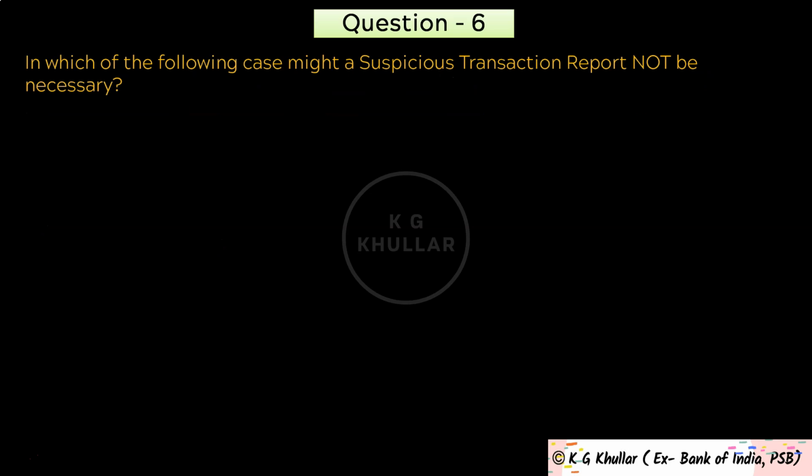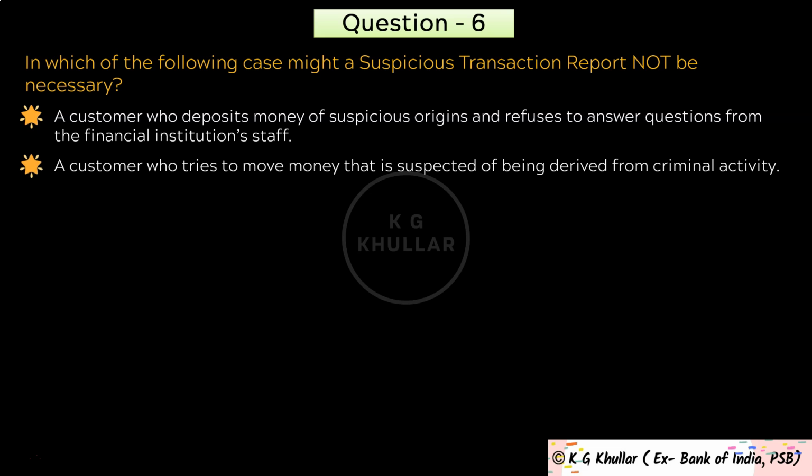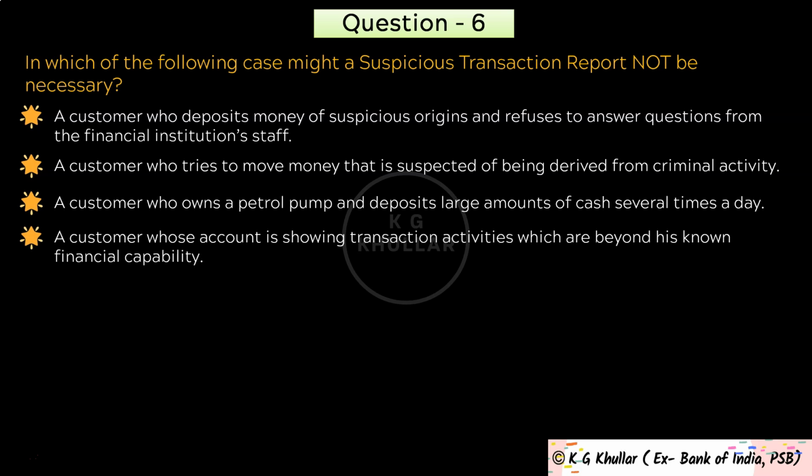Next question is, in which of the following case a suspicious transaction report might not be necessary? First is a customer who deposits money of suspicious origin and refuses to answer questions from the financial institution staff. Then second option B is a customer who tries to move money that is suspected of being derived from criminal activity. Then third option C is a customer who owns a petrol pump and deposits large amount of cash several times a day. And last option D is a customer whose account is showing transaction activities which are beyond his known financial capability. Now friends, I hope you can easily answer this question.